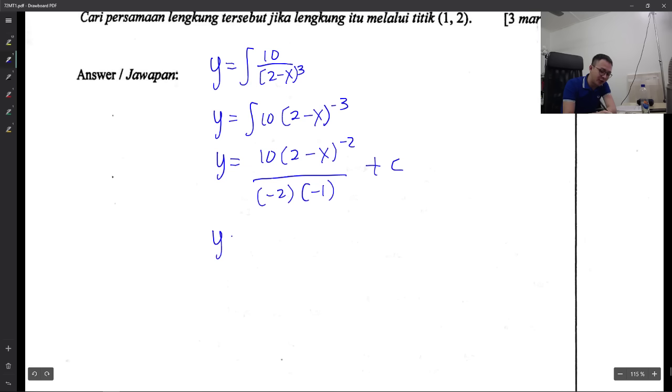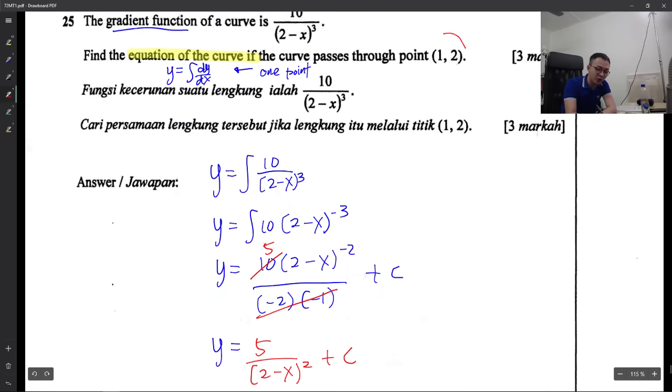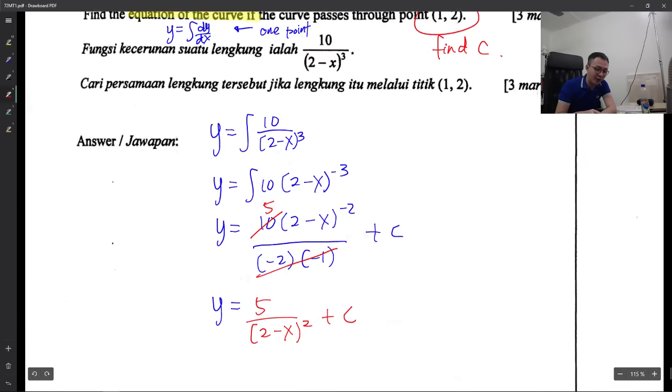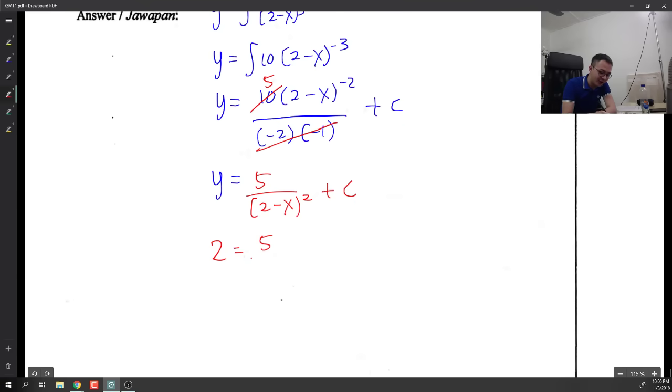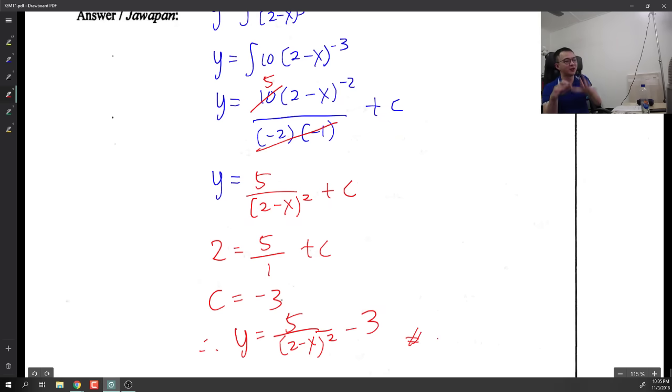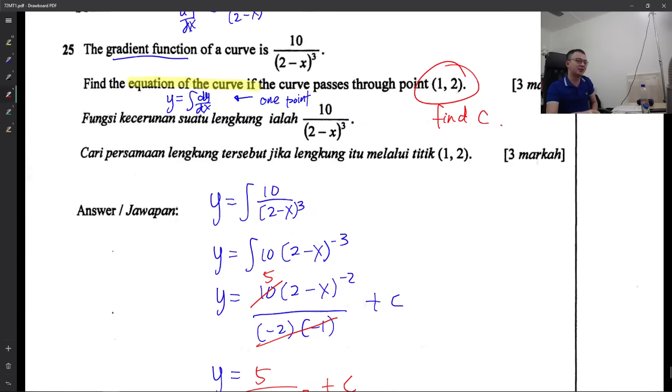Alright, so yeah, I will simplify this one. This is positive 2 and 10. I get 5 here. So I have 5 over (2 minus x) squared plus c. And the question does give me one coordinate to help me find c. This coordinate helps you find the c value. Alright, so therefore I have (1, 2), right? So 2 equals 5 over (2 minus 1) squared, which is 1 squared is 1, plus c. c equals negative 3. Therefore, my equation of the curve is 5 over (2 minus x) squared minus 3. Done. Okay, this is how to find the equation of curve and how to integrate this kind of questions. It's not too hard, and I hope you can understand it.